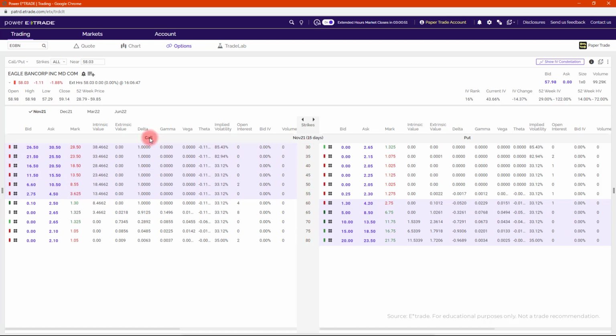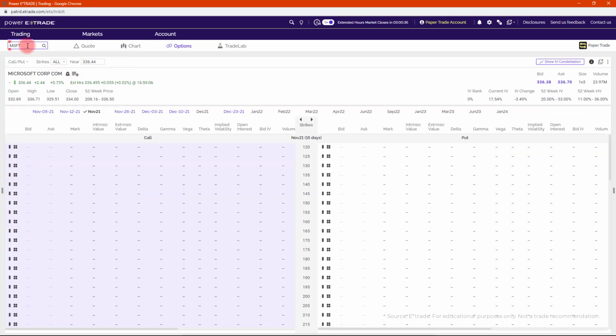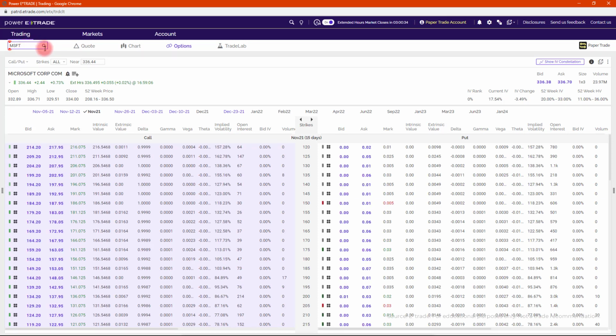And you can also see that for every call on the left, there is a corresponding put on the right. But now let's find a different ticker, one that has a very wide following and has some volatility to it. Let's take a look at Microsoft. Now this is the same expiration date, but first off, notice how many different expirations are available.